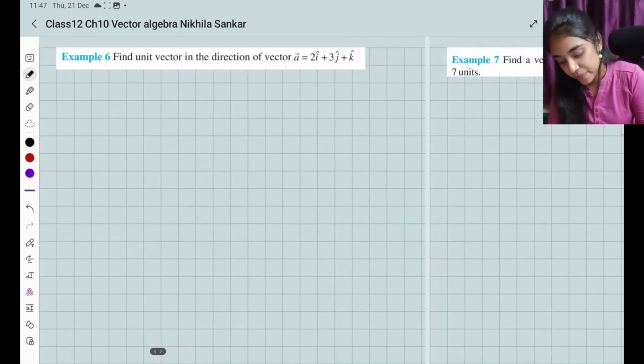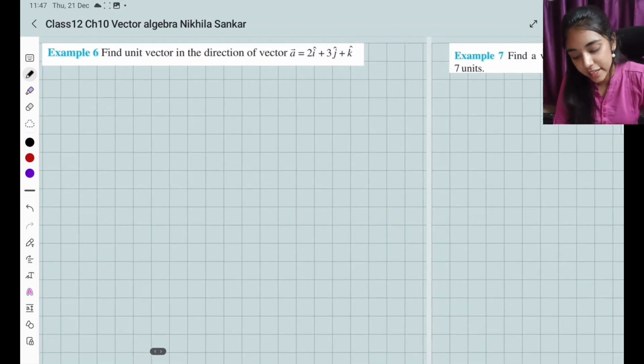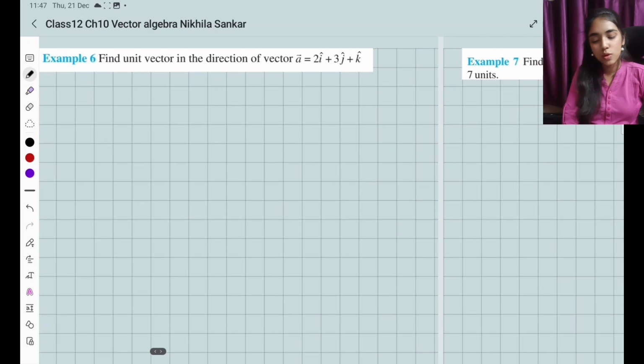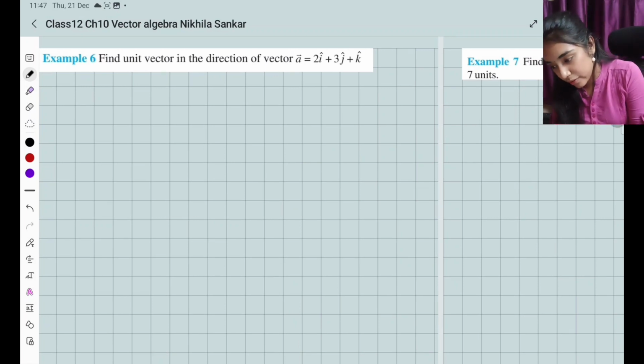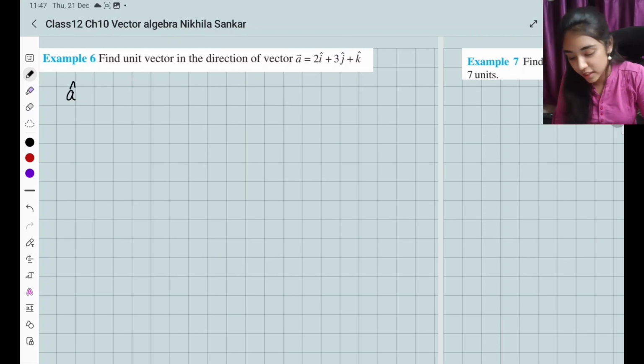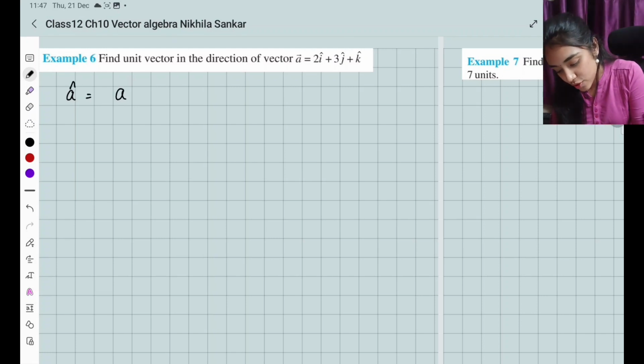Question number 6. Find unit vector in the direction of a equals 2I cap plus 3j cap plus k cap. இப்போ unit vector na என்ன அர்த்தம்? I have to find a unit vector a cap which is in the direction of this particular vector. So, நான் directவே போடலாமா? So, this is going to be a vector divided by the magnitude of a vector. இப்போ first magnitude of a vector என்ன? So, magnitude of a is going to be square root of, I have 2, 3, 1.